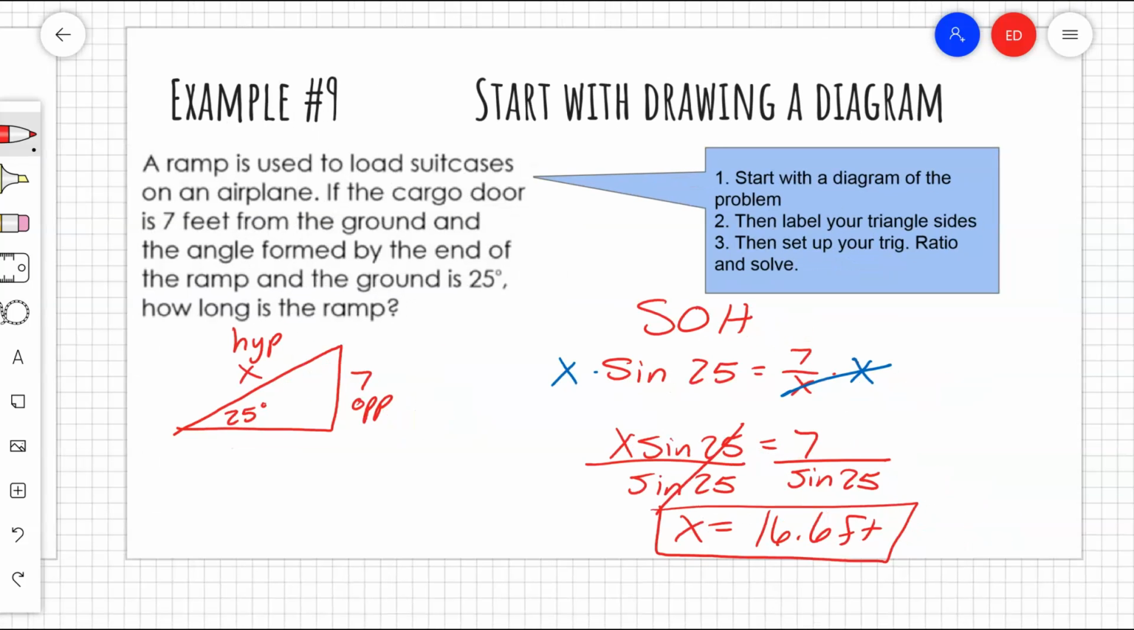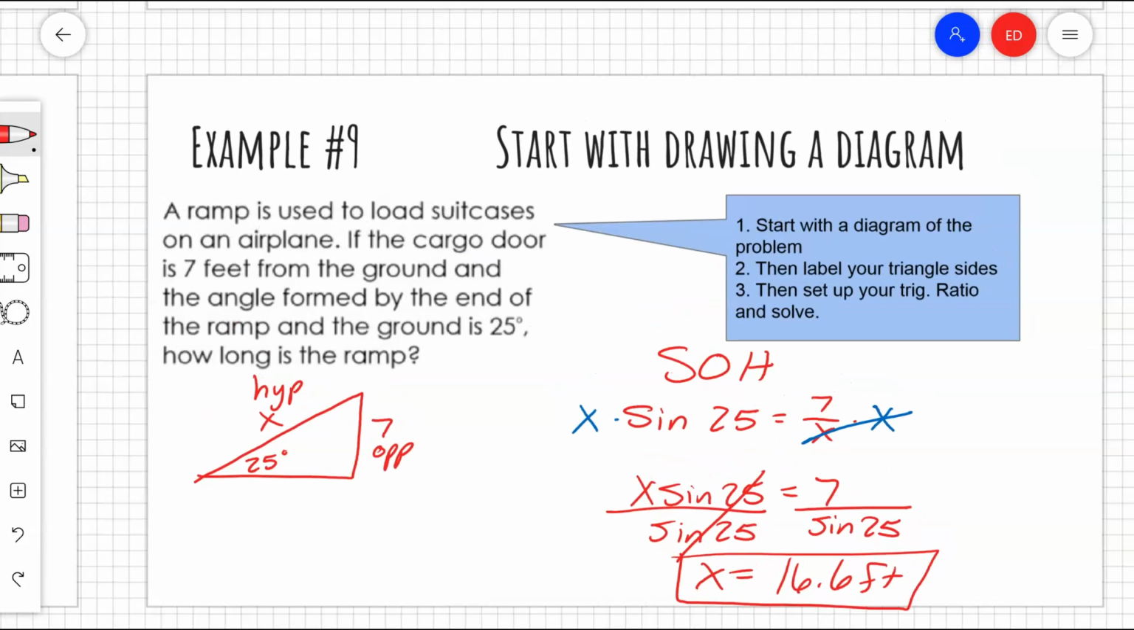All right, so for example 9, a ramp is used to load suitcases on an airplane. The cargo door is 7 feet from the ground, and the angle formed by the end of the ramp and the ground is 25 degrees. How long is the ramp? That's this length right here. That's what we're looking for. Now, this would be our 90-degree angle. Opposite the 90-degree angle is our hypotenuse. Opposite the angle that we're in respect to is going to be opposite, which is 7.